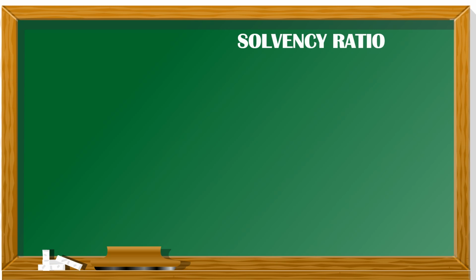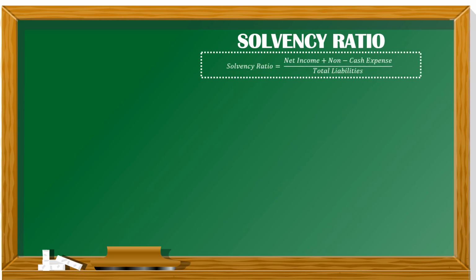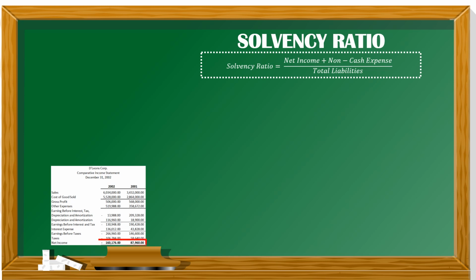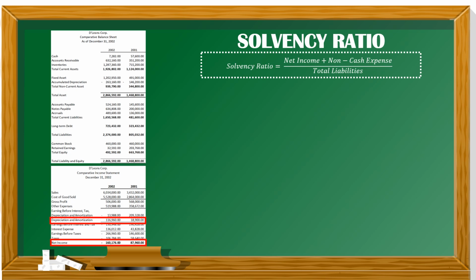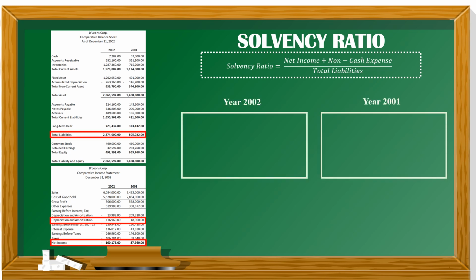So we have here the solvency ratio. Now, again, the formula for the solvency ratio is equal to net income plus the non-cash expense. So basically, it is the depreciation and amortization expense divided by its total liabilities. Okay. Now again, we will be computing the year 2002 and 2001 solvency ratio.